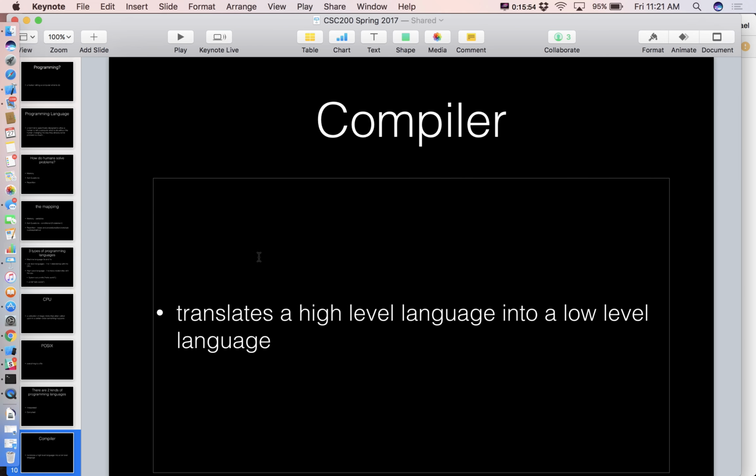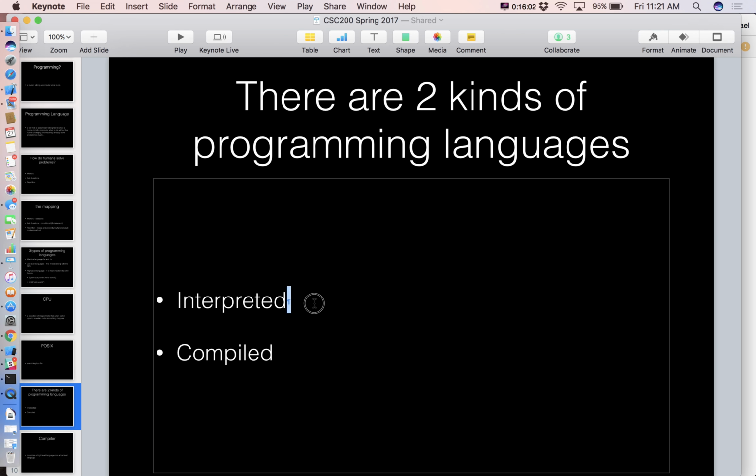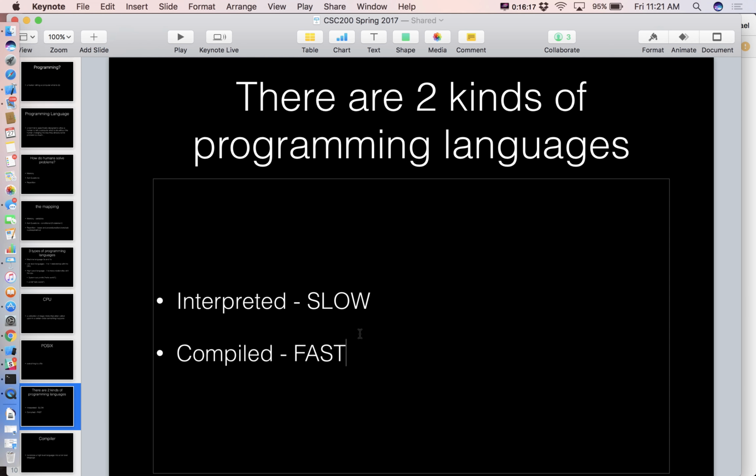Okay, let's go back here. So that's what a compiler does. So we have two different kinds of programming languages. We have interpreted languages and we have compiled languages. Now, an interpreted language we want to think about as being relatively slow. A compiled language we want to think about as being relatively fast.